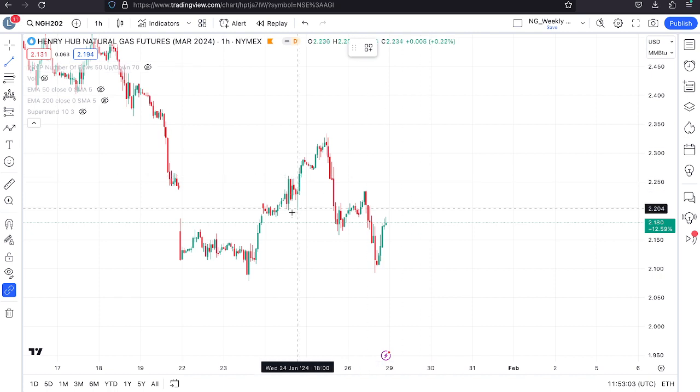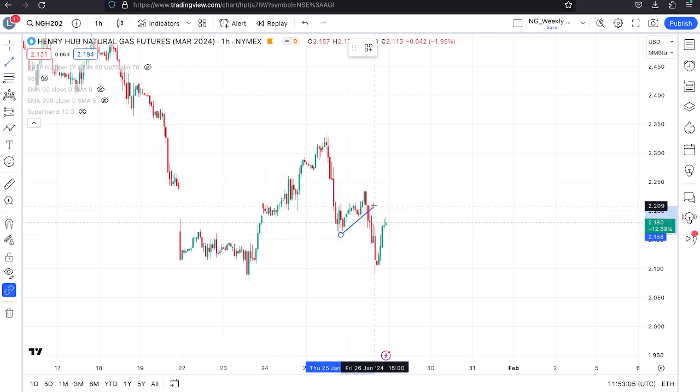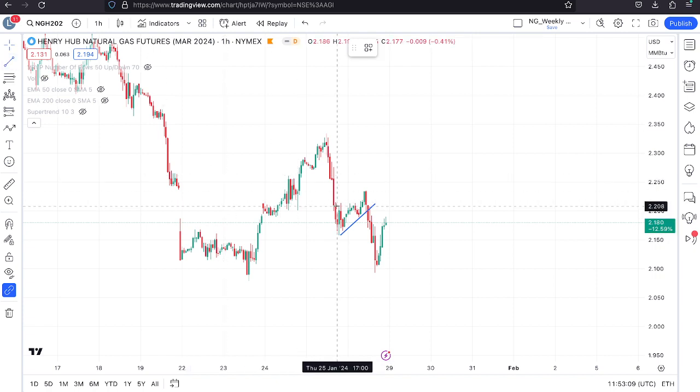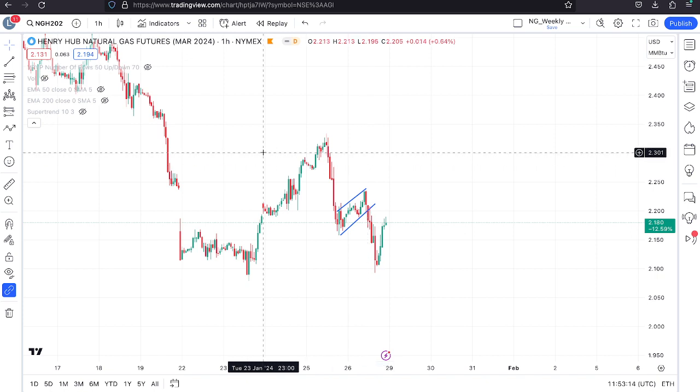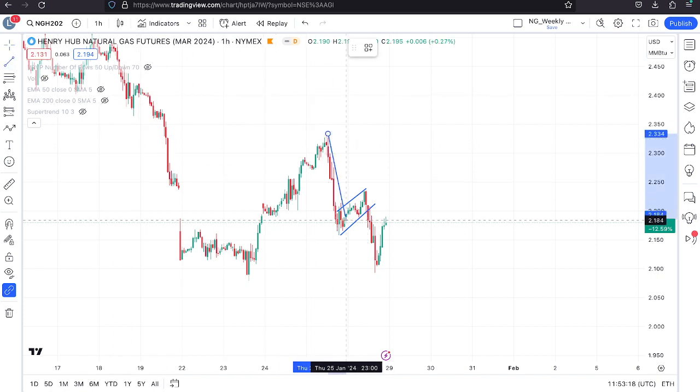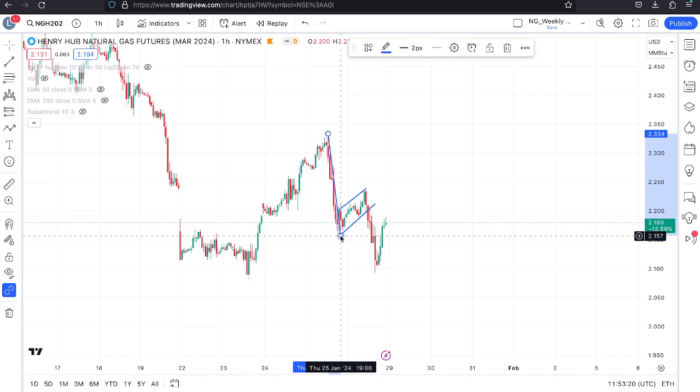So put a trend line here. It's a very beautiful flag. Look at the pattern, the way the pattern forms on the charts, really beautiful. I mean, it's just a textbook pattern here. And that's the flag. Put the pole here. There you go, the pole.